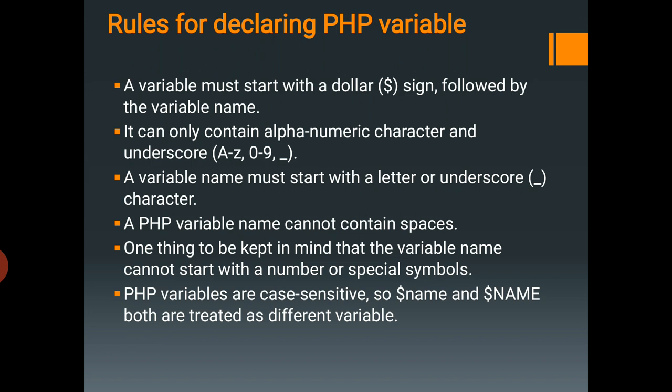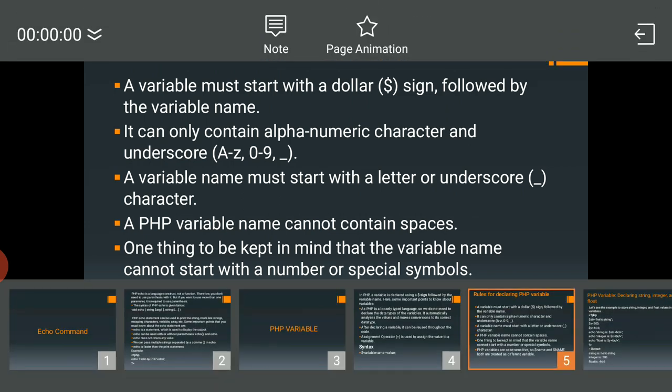Rules for declaring PHP variables: a variable must start with a $ sign followed by the variable name. It can only contain alphanumeric characters and underscores. A variable name must start with a letter or underscore character. A PHP variable name cannot contain spaces. One thing to keep in mind is that the variable name cannot start with a number or special character. PHP variables are case sensitive, so $name and $Name are treated as different variables.